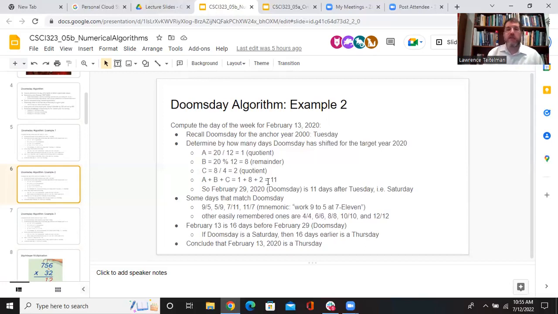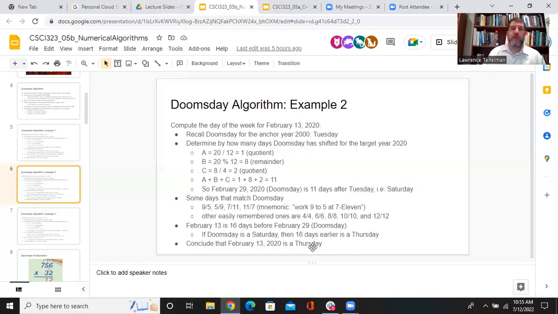Once again, we use the same mnemonic. But in this case, we're not actually going to use the mnemonic. We're going to say February 13th is 16 days before the Doomsday. 16 days before the Doomsday is 2 weeks before the Doomsday, which is a Saturday. And 2 days before that, to get us to the 16 days, is a Thursday. So we conclude that February 13th, 2020 is a Thursday.